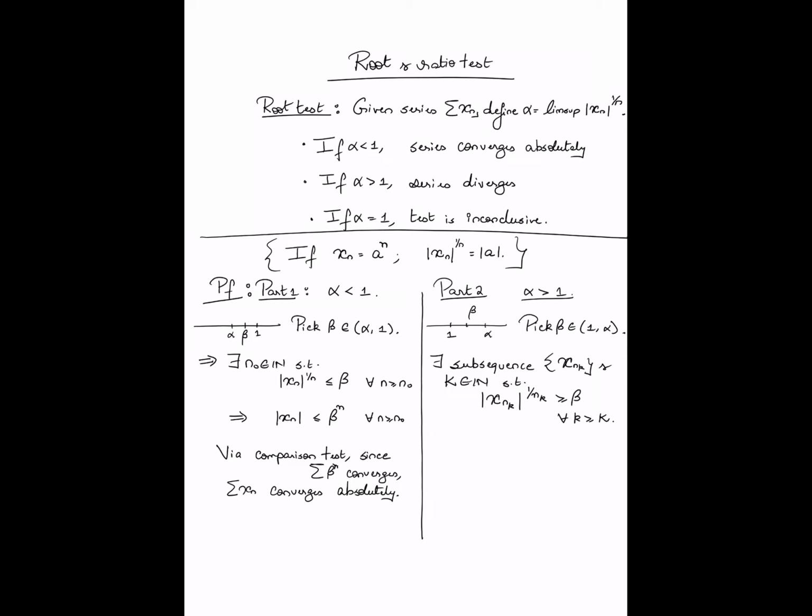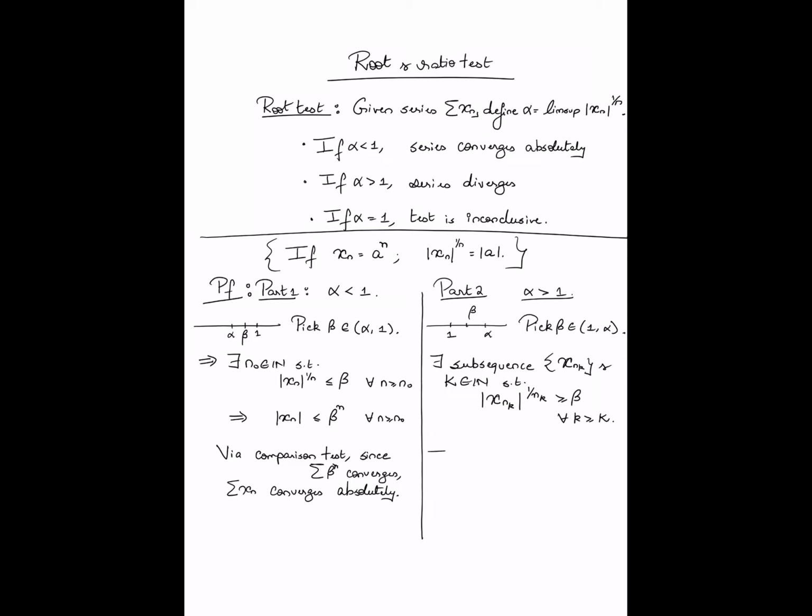So this follows by just constructing the subsequence xnk in such a way that as k goes to infinity, the absolute value of xnk raised to 1 by nk actually tends to alpha. The fact that it tends to alpha implies that the elements of that subsequence will in fact exceed beta beyond a certain point. That point is what we are calling capital K.